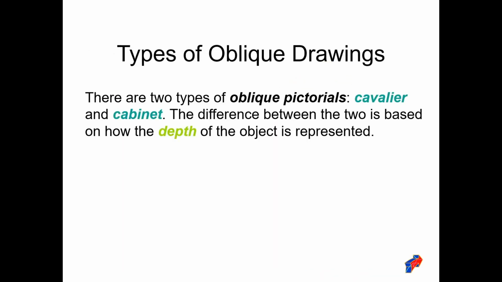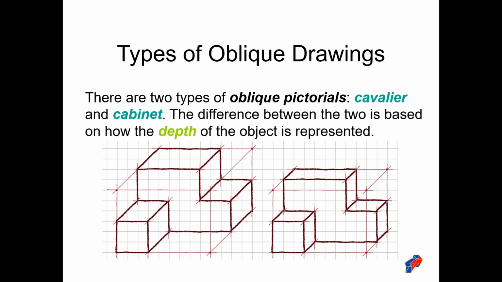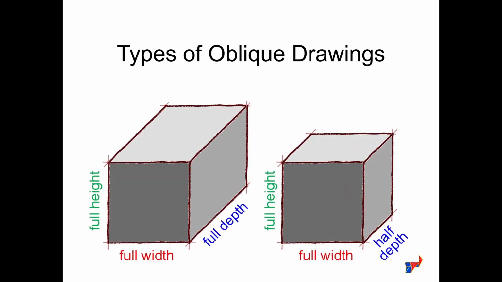There are two types of oblique pictorials. There's the cavalier and cabinet. The difference between the two is based on how the depth of the object is represented. Here it is shown. On the left is an oblique cavalier. On the right is an oblique cabinet. The oblique cavalier has full depth, while the oblique cabinet has only half depth.